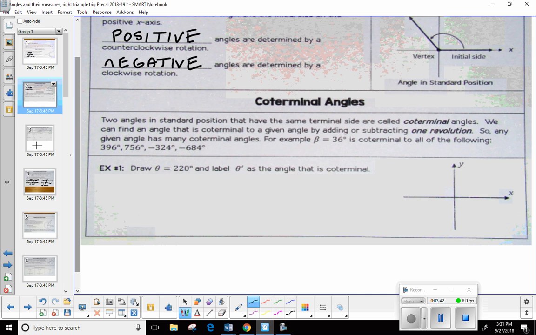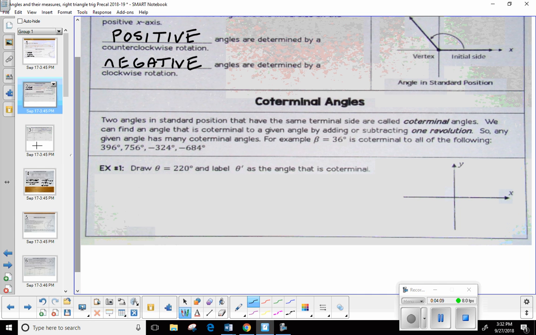We can find an angle that is coterminal to a given angle by adding or subtracting one revolution. Now, we're just going to be talking in degrees today, so what is one revolution in degrees? Yeah, 360 degrees. So any given angle has infinitely many coterminal angles, and you'll see how in just a second. So here's an example. Let's say we have an angle measure beta is 36 degrees, and it's coterminal to all the following.